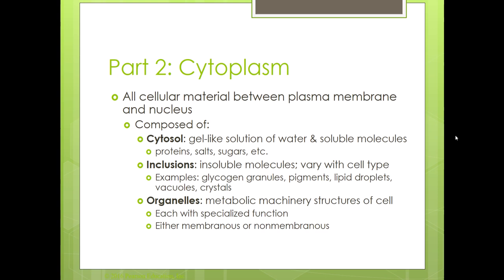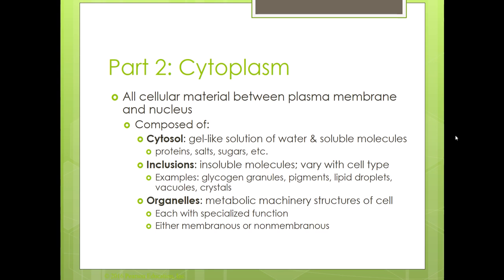The cytoplasm also includes what we call inclusions, and these are things that are insoluble in the cytosol. Which cells have which inclusions is different. Not every cell has the same inclusions. Things like pigments or fat droplets or maybe water vacuoles, calcium crystals or little granules of glycogen. There's all kinds of different types of inclusions, and how many and of what type depends largely on what type of cell we're talking about.